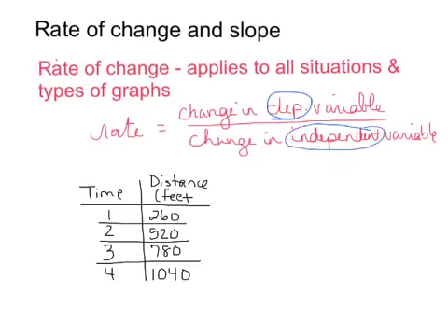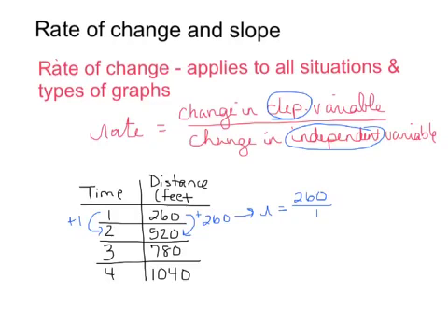So in this particular example, we can say that to go from 1 to 2, I'm going to add 1. To go from 260 to 520, I have 260 that I'm adding. So if I want to find the rate of change, it will be given by the 260, which is the change in the dependent variable, over 1, the change in time, which is the independent variable.